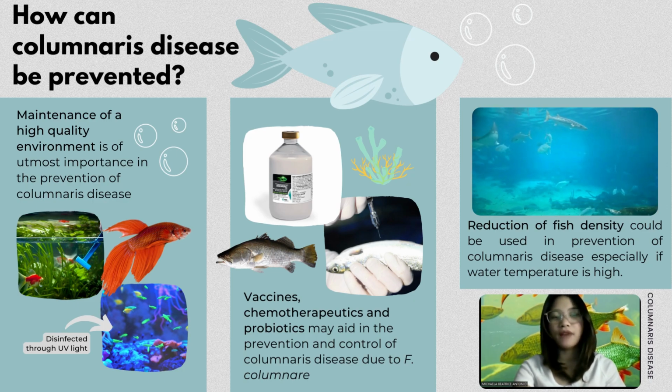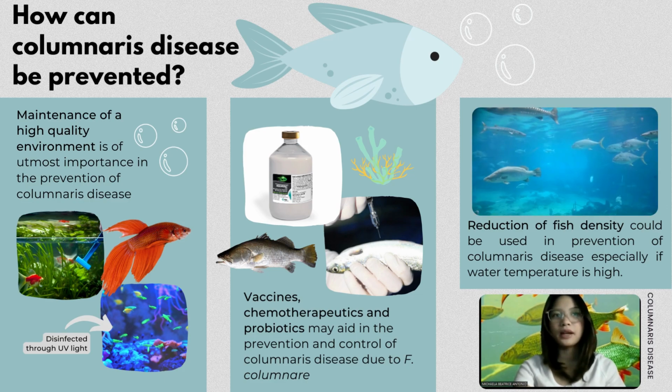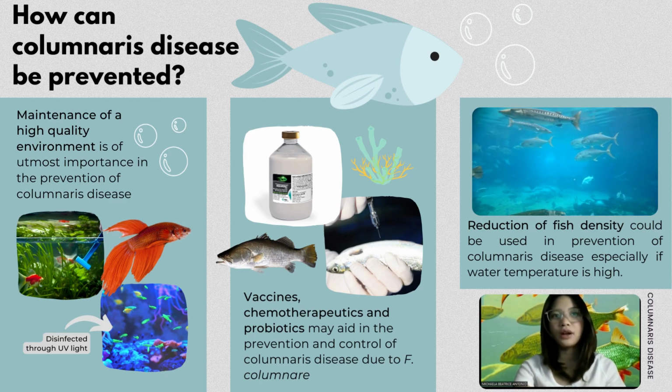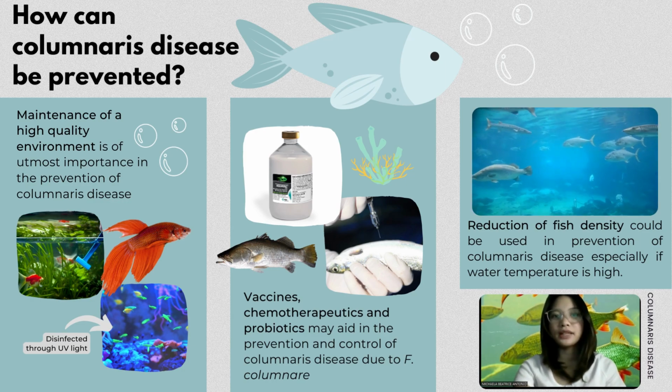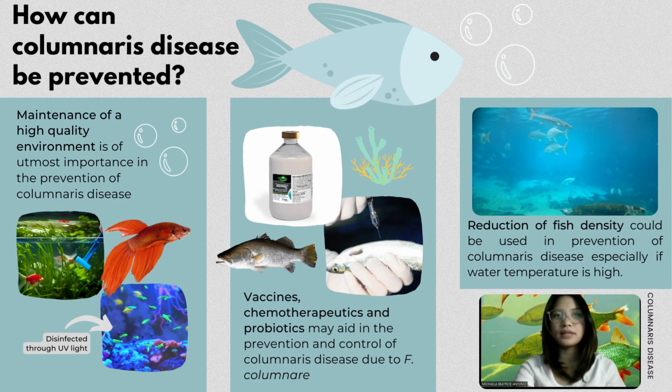Studies have shown that vaccines such as Aquavac-Col, chemotherapeutics, and probiotics may have a promising future in disease prevention and control. Reduction of fish density could also be used in the prevention of columnaris disease, especially if water temperature is high, because a lower rearing density can also decrease the transmission of ectoparasites and penetrating endoparasites. It could be an efficient tool in ecological disease management.